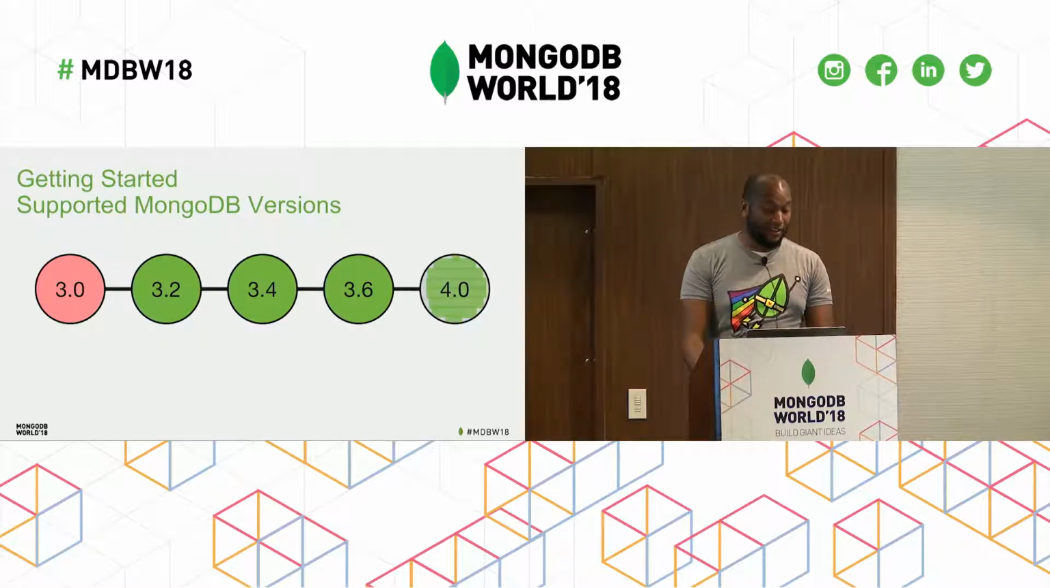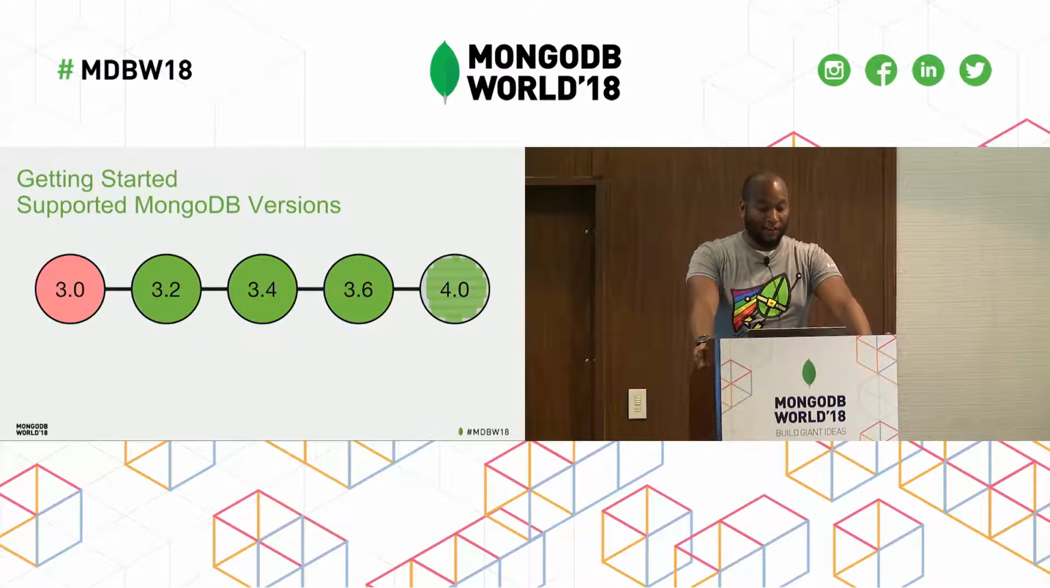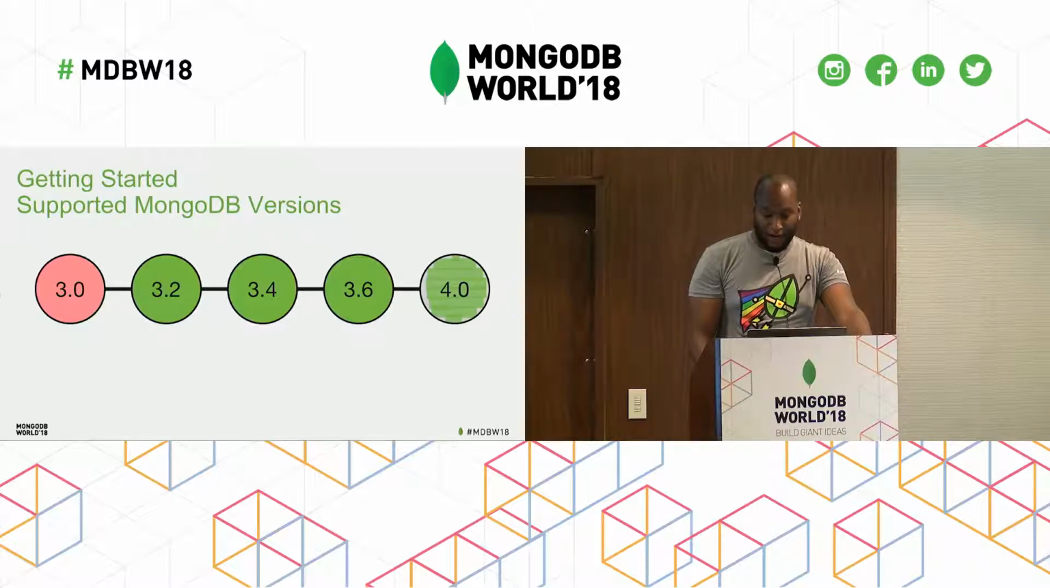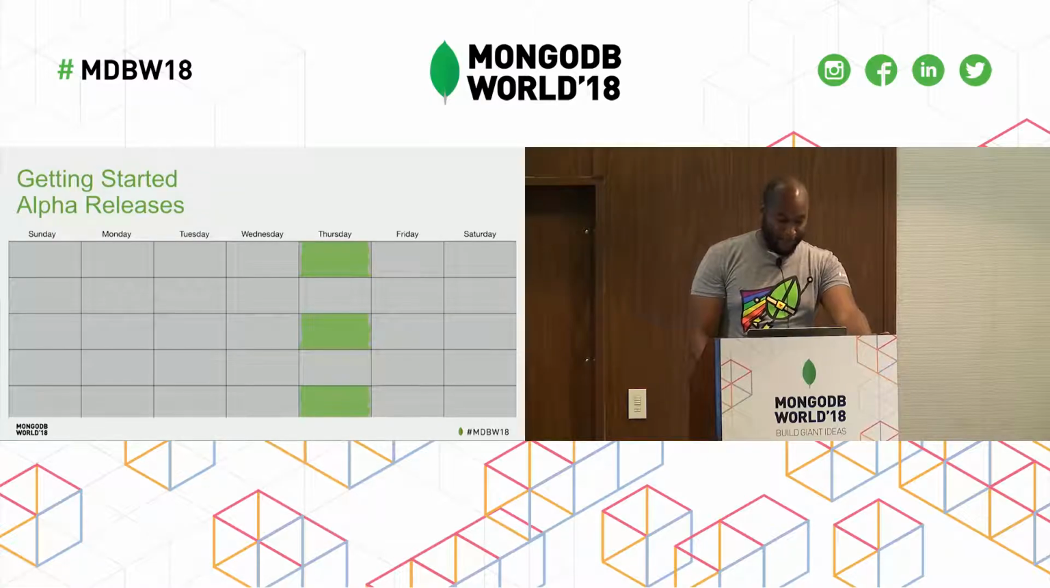We support the latest 3-ish, I guess 4 now, versions of MongoDB. So we support 3.2, 3.4, and 3.6. As of today, we don't have the full feature set for all of these versions, but we will in the coming months. And we do alpha releases every other Thursday. So there will be a release coming out tomorrow, Alpha 8. You can download that and play around with it if you like.